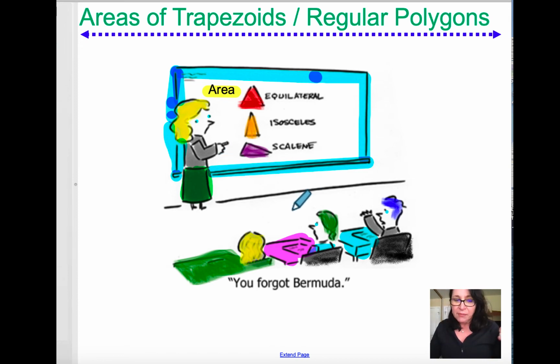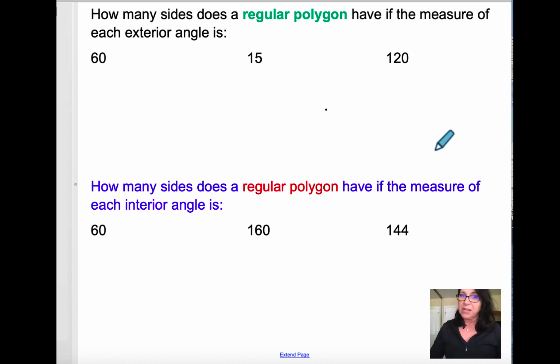This lesson is to find the areas of trapezoids as well as regular polygons. And then we're going to review a little bit of the other day when we were finding the polygon measures of the angles, interior and exterior. So we're going to start with this problem here.